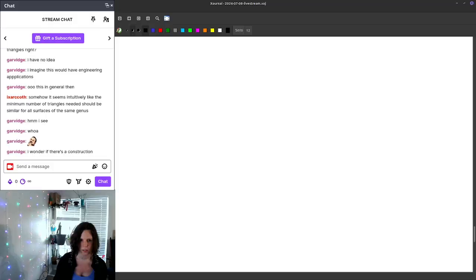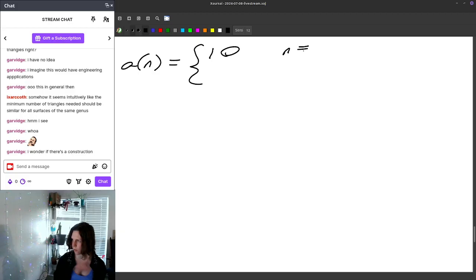Let's see. So the claim is that the number of actual vertices that you need in a triangulation of the surface of genus N is a formula. The formula's, I guess, say, A of N. Okay, so there's two cases. The first case is when N is equal to 2, then it's 10.